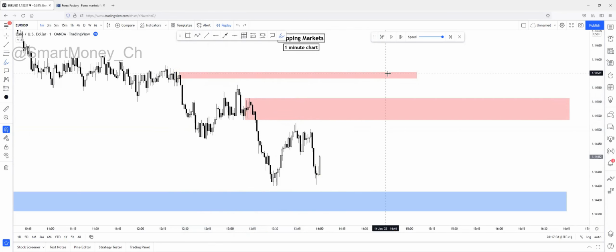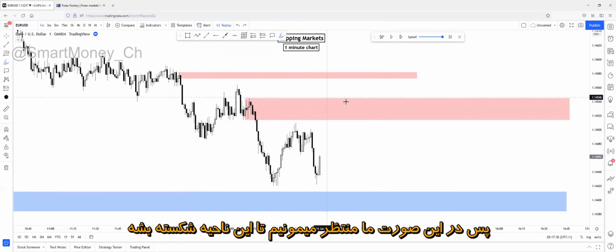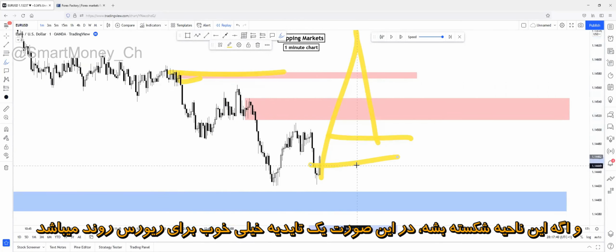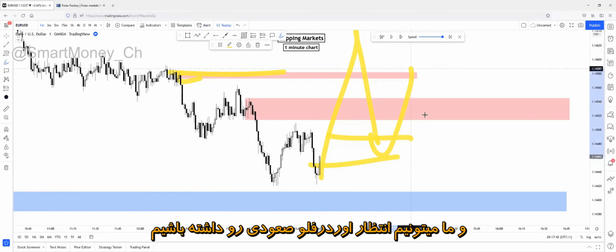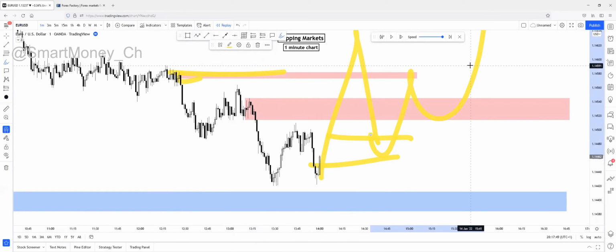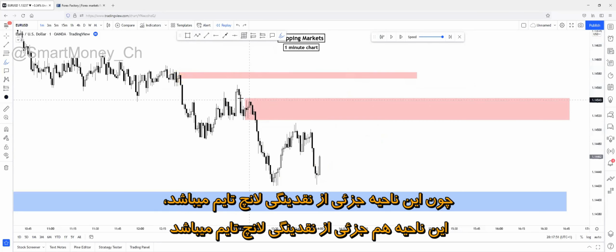So we will be waiting for a break of this zone. If this zone breaks, that will be a clear confirmation of the reversal of the trend, and we will be expecting the order flow to be continued to the upside. So this is the expectation, order flow to the upside if this supply zone breaks, because this zone is part of the liquidity zone, the lunchtime zone. This zone is part of the lunchtime zone.